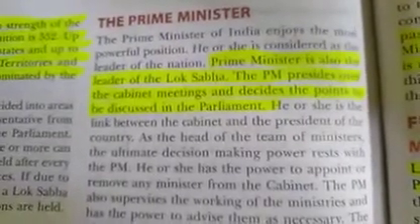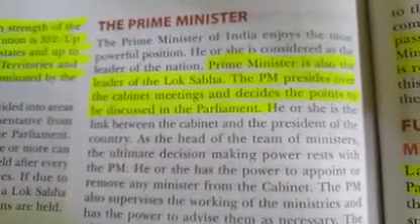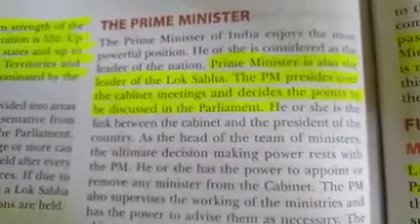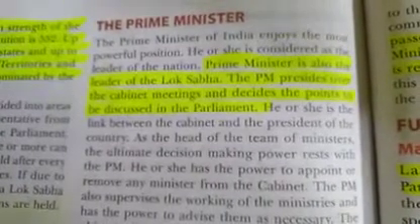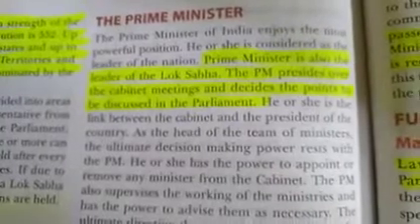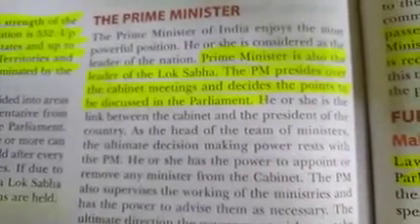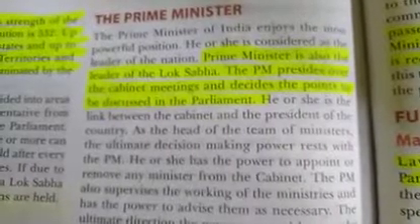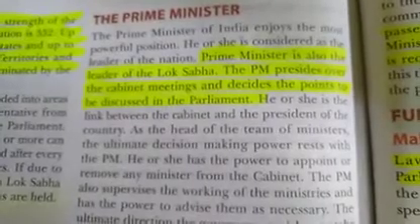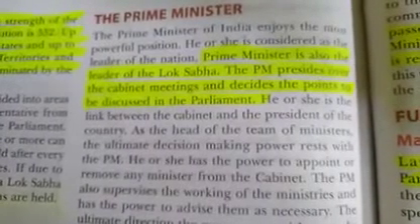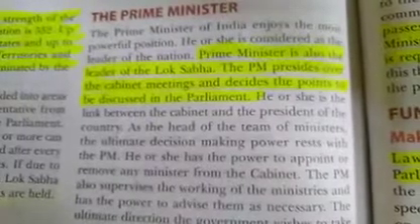The Prime Minister of India enjoys the most powerful position. See, the President is the first citizen of India, but the Prime Minister is in the most powerful position. He or she is considered as the leader of the nation. Can you tell me why? The reason is that he is the leader of the most powerful party which is chosen by the citizens. So, the Prime Minister is also the leader of the Lok Sabha.